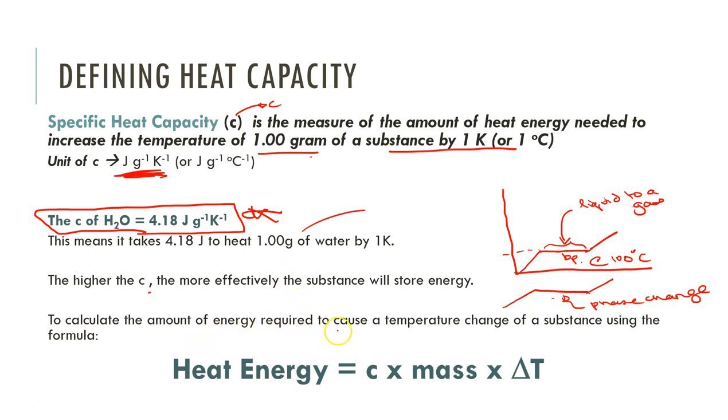So to calculate the amount of energy required to cause the temperature change of a substance, we use this formula here. This is one that is not given in your data booklet, so you do need to remember it. It is given by the fact that heat energy is equal to the specific heat capacity multiplied by the mass of what is changing temperature, multiplied by the change in temperature. So the change in temperature is what we're looking at here.